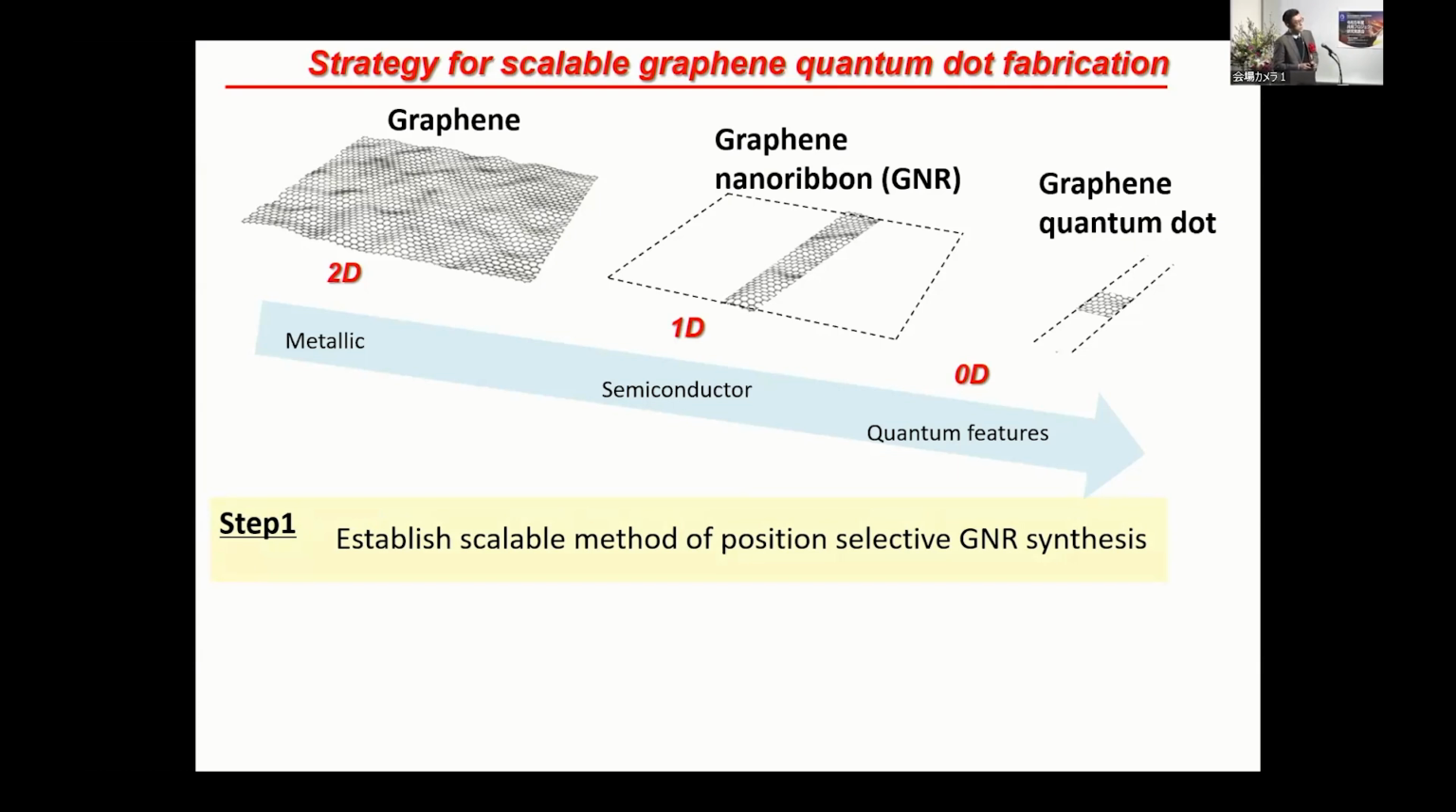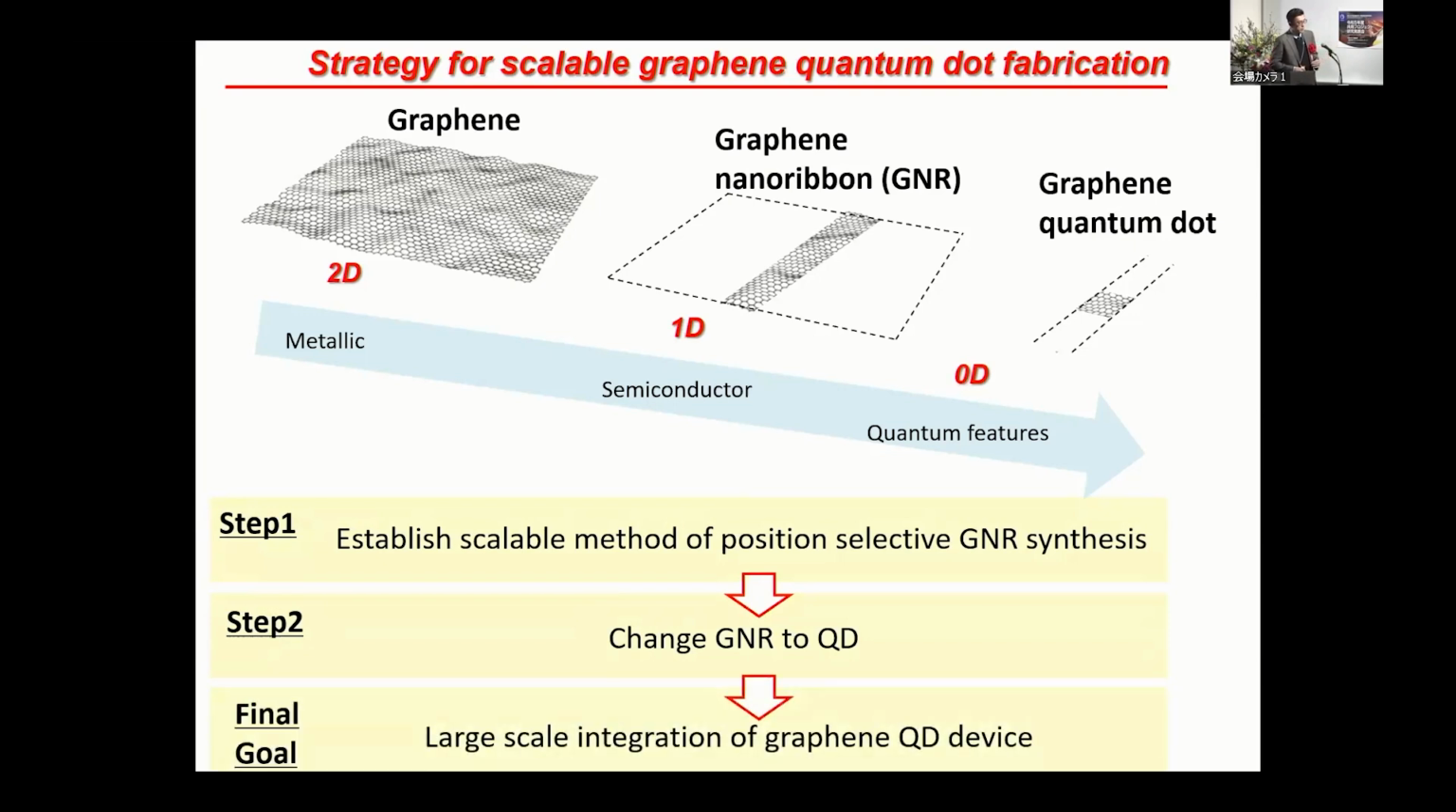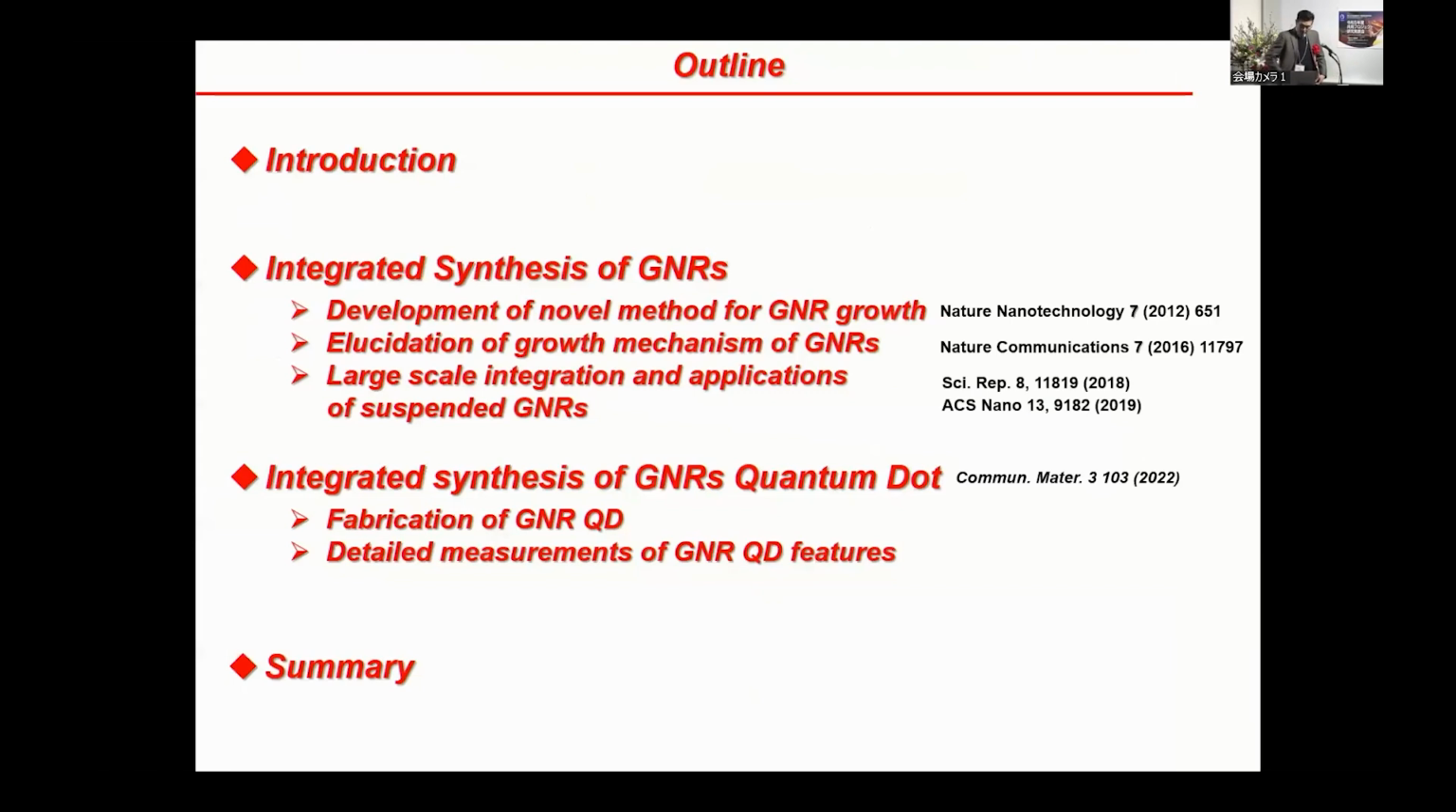This is the so-called graphene nanoribbon. This subject itself is quite tough. I'm going to explain it later. Then when we can transfer this 1D graphene nanoribbon to the zero-dimensional graphene, the so-called graphene quantum dot, it can be the final goal of the large-scale integration of graphene zero-dimensional devices. So here is the clear strategy of our study. I'm going to try to explain each part from now.